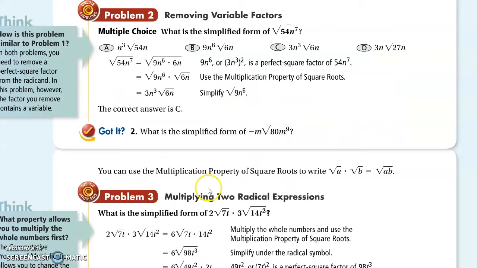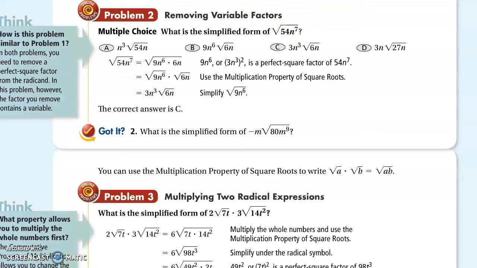Okay, problem 2. Things get a little bit more difficult because now we're introduced to this idea that we're allowed to have variables inside a radicand. How does that change how we simplify? Because thinking of a perfect square for 54 might be able to get it done, but n to the power 7, that's kind of weird. So I'm going to show you a different way to think about this.